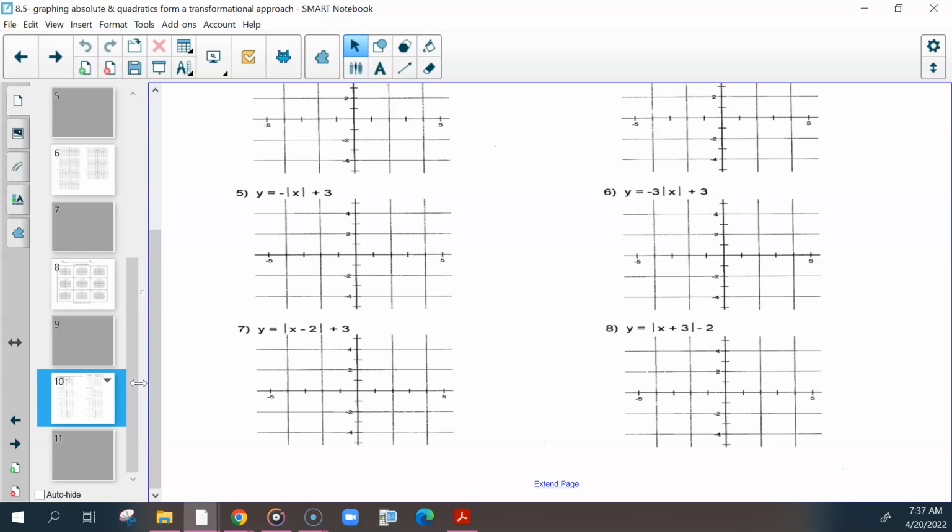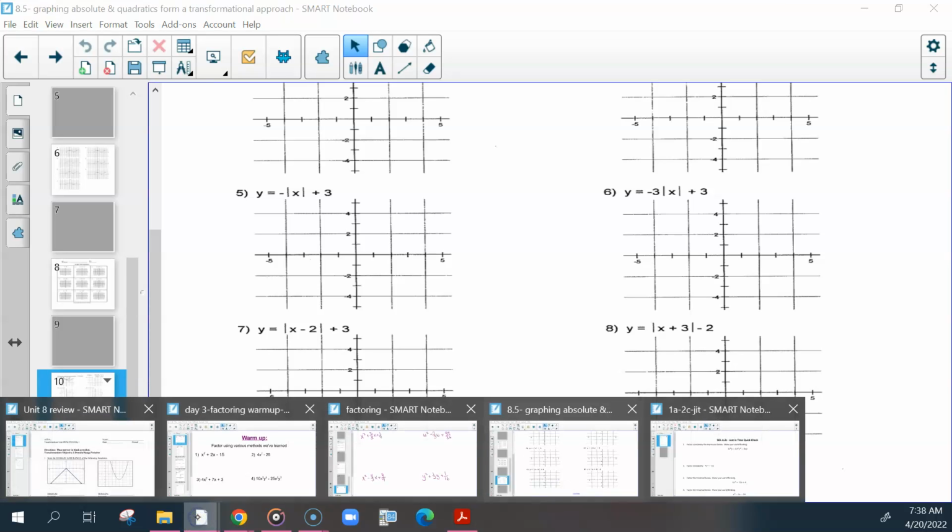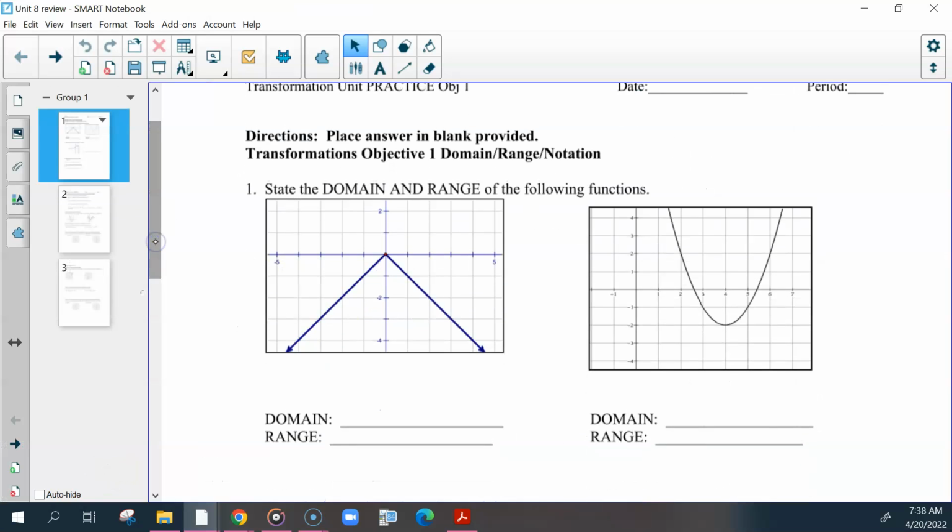If not, everyone has a review on their desk. We're going to go through that review. I would make sure that you get all of the answers to that because you'll be able to use that later. So starting with the first one on the first page, I'm going to run through this review, so make sure you're paying attention.